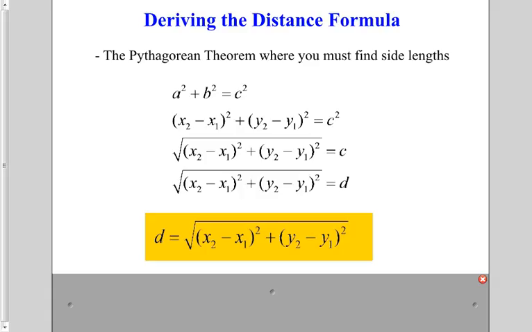So now, deriving the distance formula. Today's lesson is on the distance formula. So here, let's start with the Pythagorean theorem. We use the Pythagorean theorem to just find those side lengths of that triangle we just had. A squared plus b squared equals c squared.